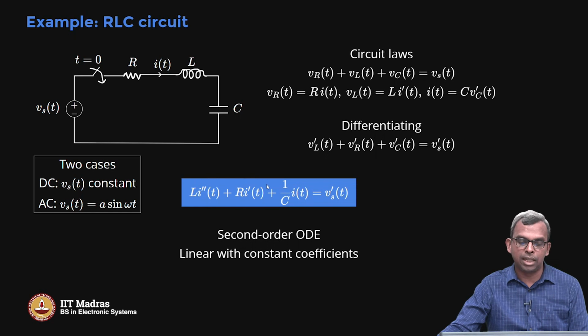You need two initial conditions. You need I of some value, and then I prime also you need. You need two initial conditions for these things. You'll see why that is needed and all that. Okay. So this is a second order ODE linear with constant coefficients. So how do you solve this? If you can solve this, you can find current in circuits.